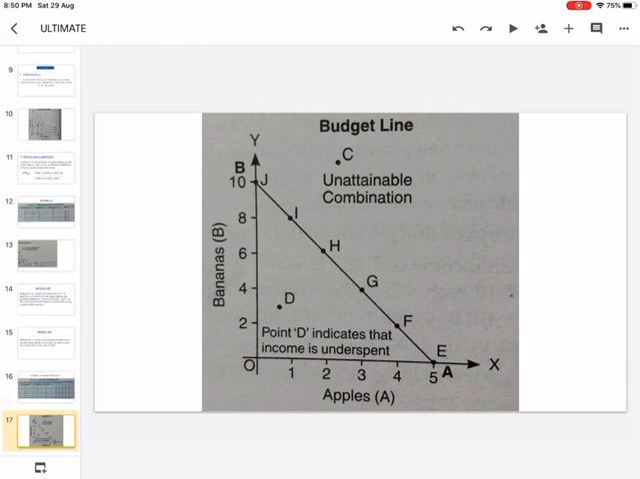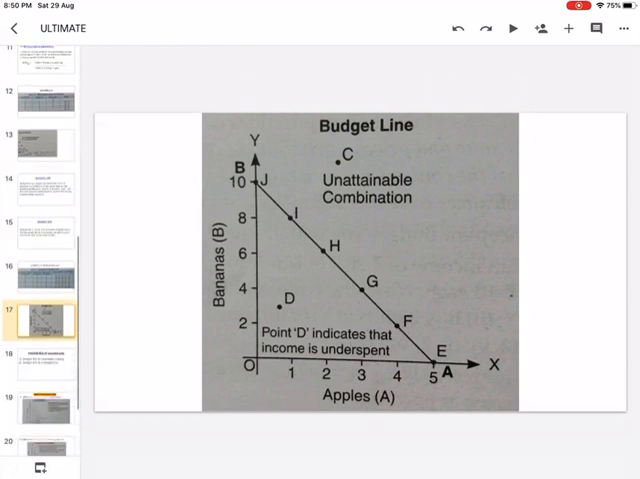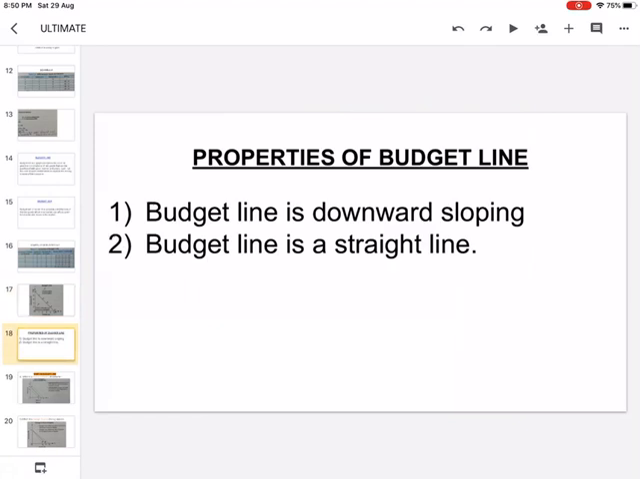Now there is another case. Look at this point C. Point C is way out of the budget line. It means it's beyond his capacity, so it is an unattainable combination. As far as the consumer is concerned, he can buy any combination only within the budget line. And as far as indifference curve analysis is concerned, we assume that he buys various combinations of goods by exhausting his income. Can this budget line change? The answer is yes. Now let us see how it can change.